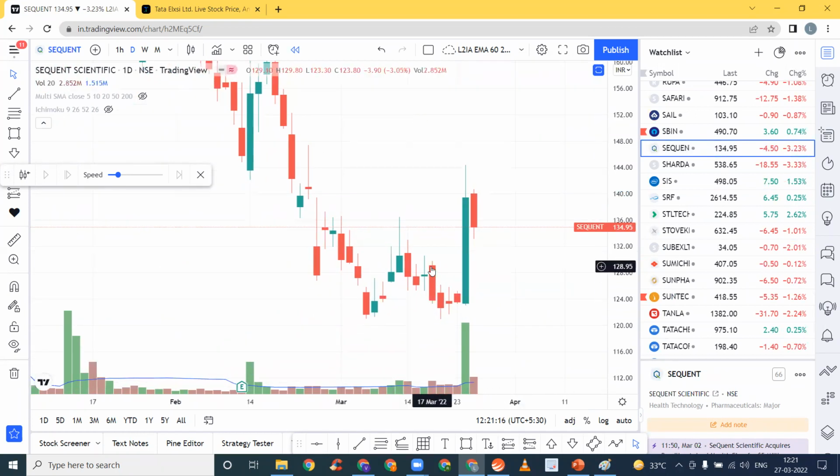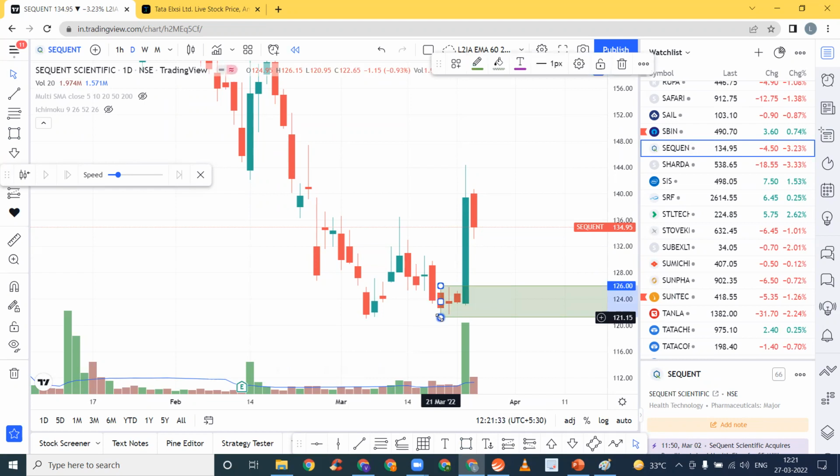So here is my long candle. Then 3 small candles were there. And then a very big long candle. Now what happens? Sequence scientific tells me that this is the area where some buying has happened and something is still pending. FIIs are still waiting for the stock to come to this level.